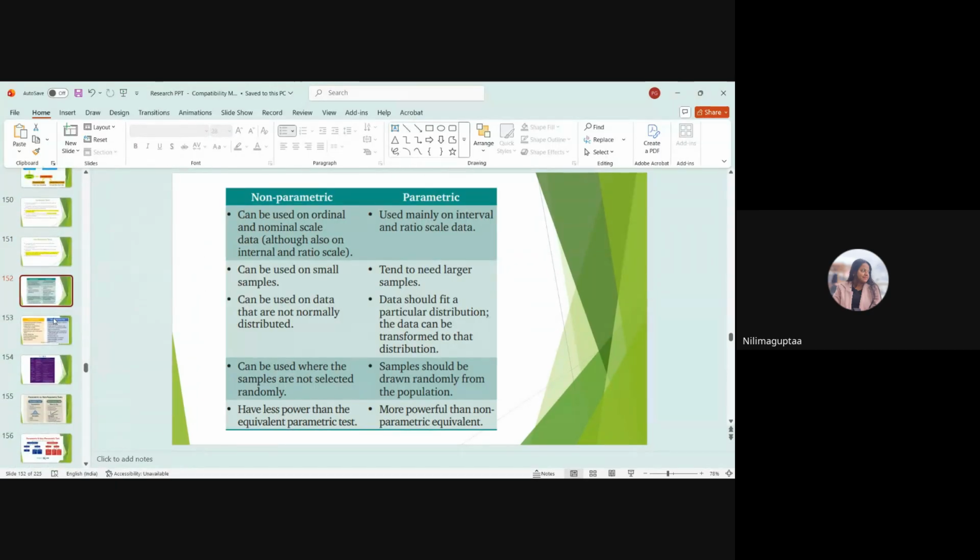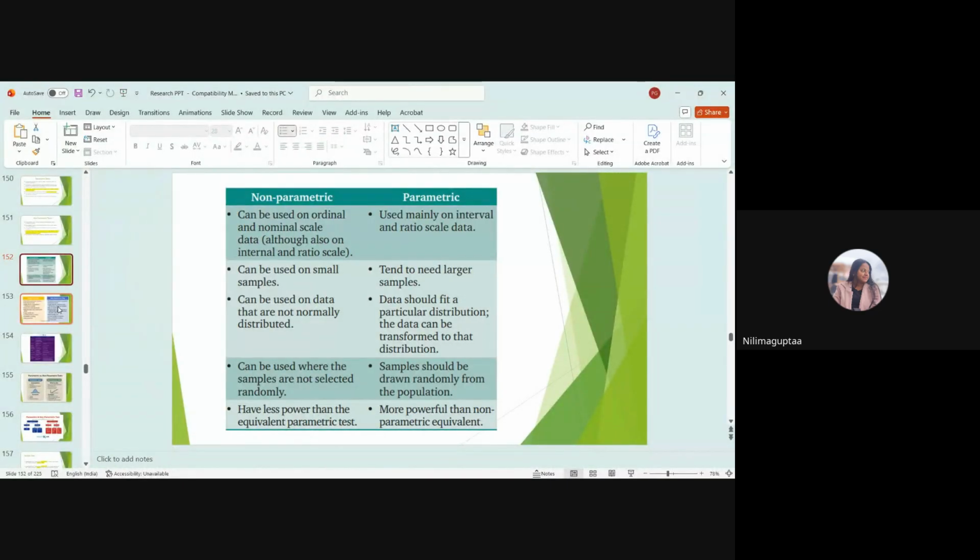Here are a couple of three, four slides with regards to the difference between them, to clarify your points in a better manner. A parametric test is usually mainly used on interval and ratio scale data, but a non-parametric test, as I told you, is more about quality, so it can be used on ordinal and nominal scale also. Parametric, because it deals with population, needs a larger sample; non-parametric is qualitative, so it does not deal with population, so a small sample is also okay.